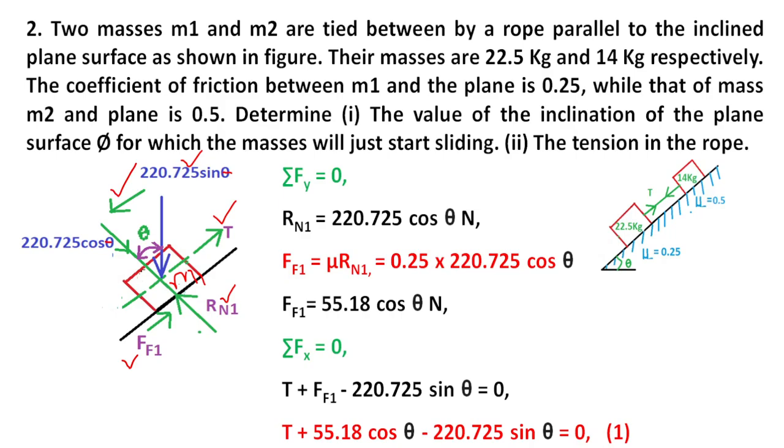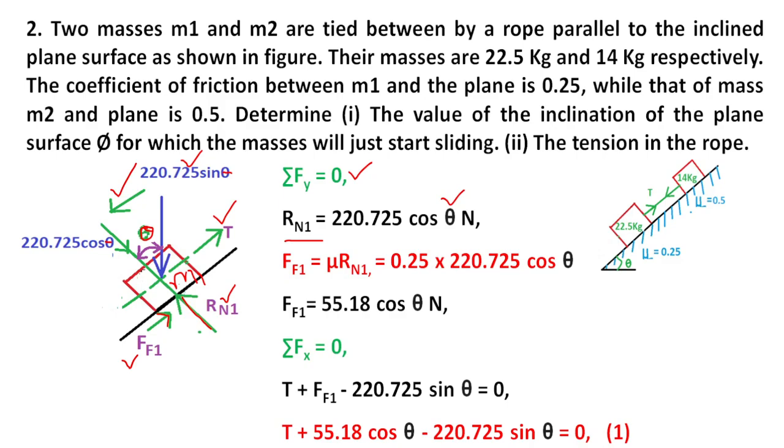The reaction force is perpendicular to the block, and the frictional force restricts the block from sliding down. To find the angle, first the sum of vertical forces is equal to 0. The vertical forces are Rn1 and the weight component, so Rn1 is equal to 220.725 cos theta Newtons.